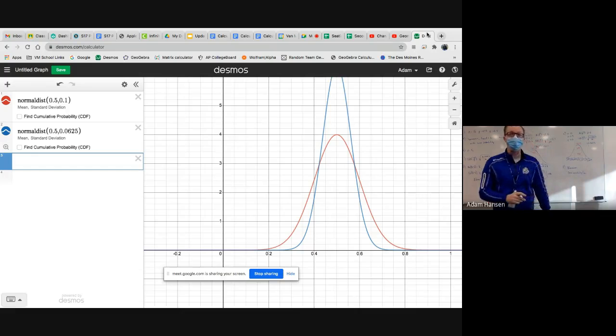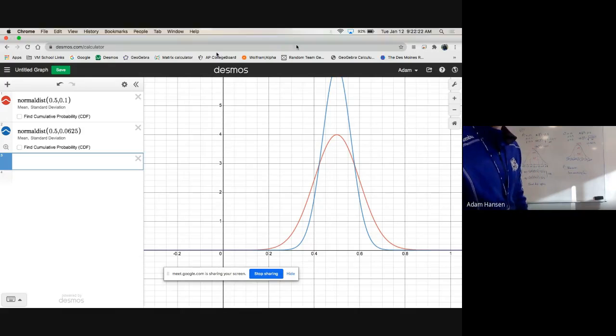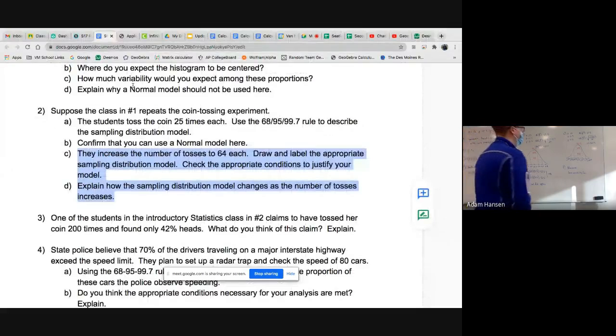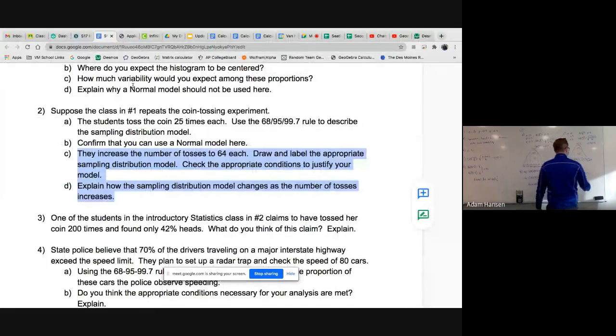For part D, when it asks us about the differences between these two curves, the one that has 64 coin flips is narrower. By increasing the sample size, there's less variability in the expected average of 50%.